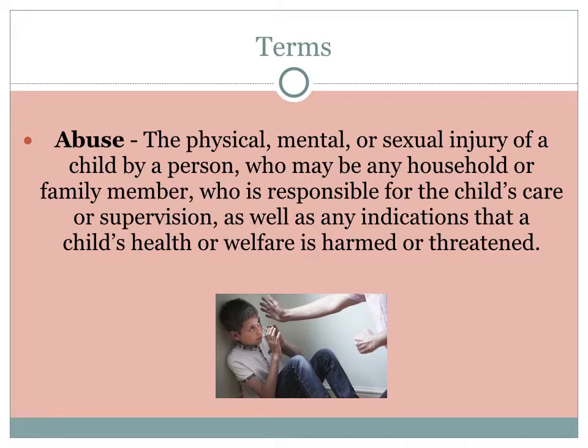Abuse. Abuse is the physical, mental, or sexual injury of a child by a person who may be any household or family member who is responsible for the child's care or supervision, as well as any indications that a child's health or welfare is harmed or threatened. Now, to reiterate, abuse is the physical, mental, or sexual injury of a child by another person.